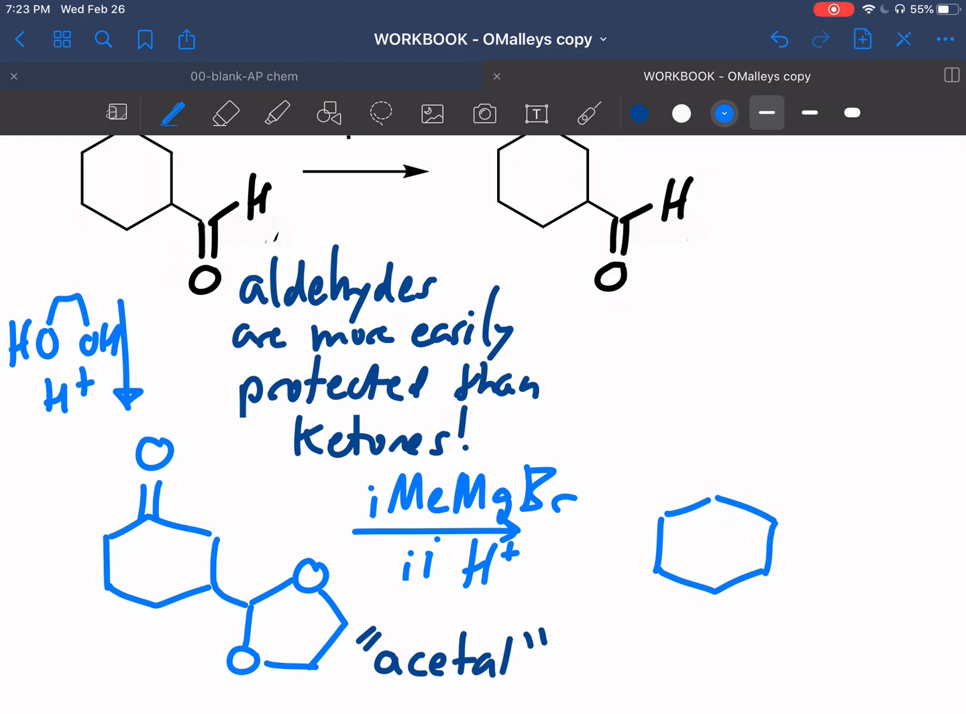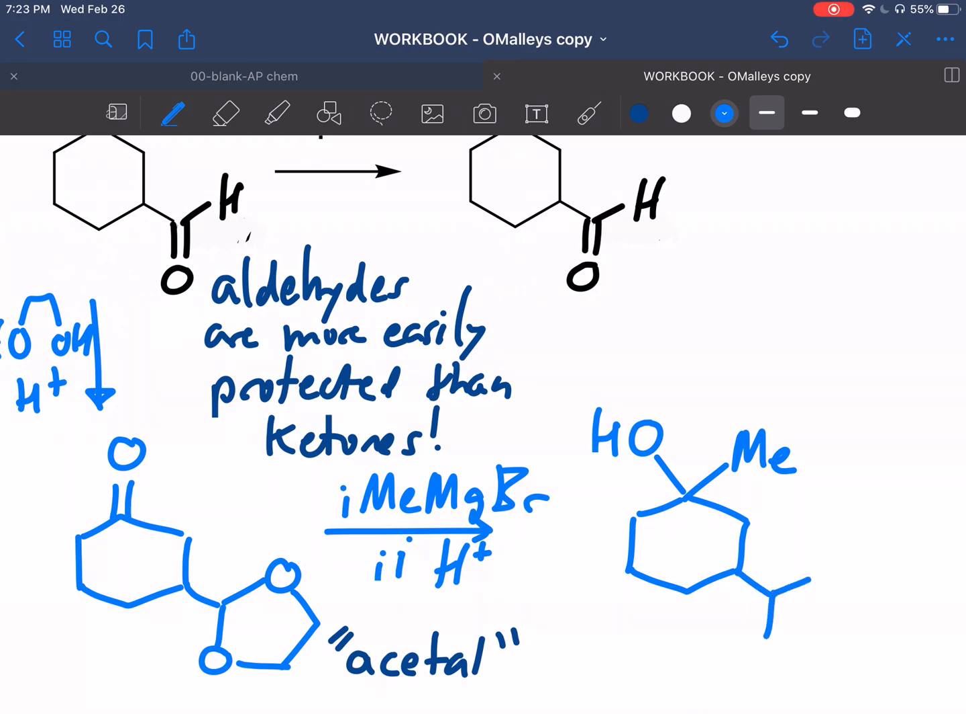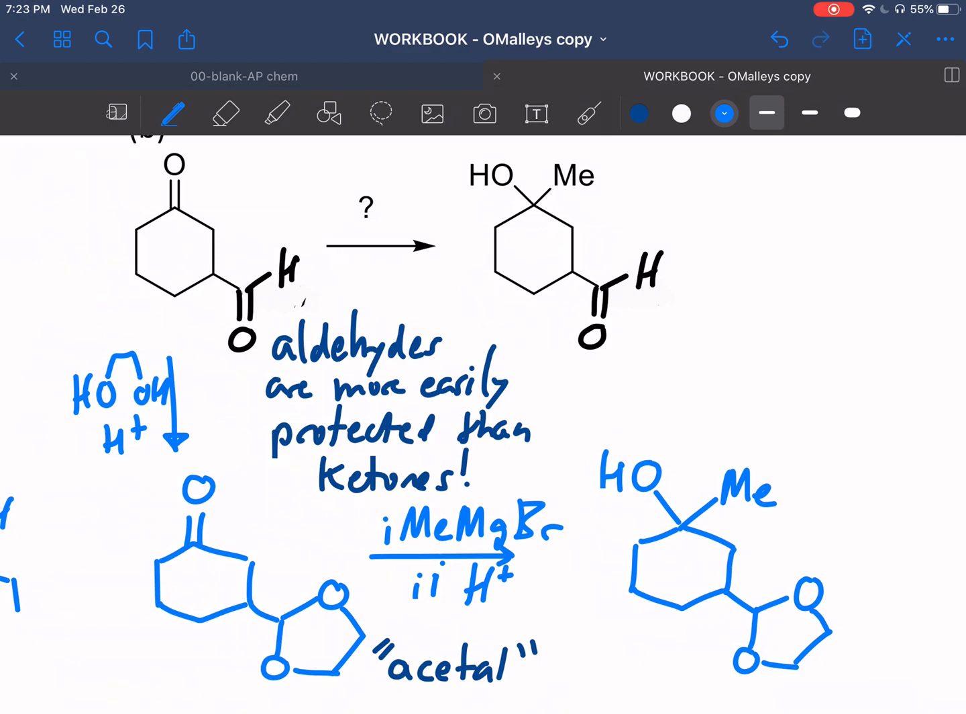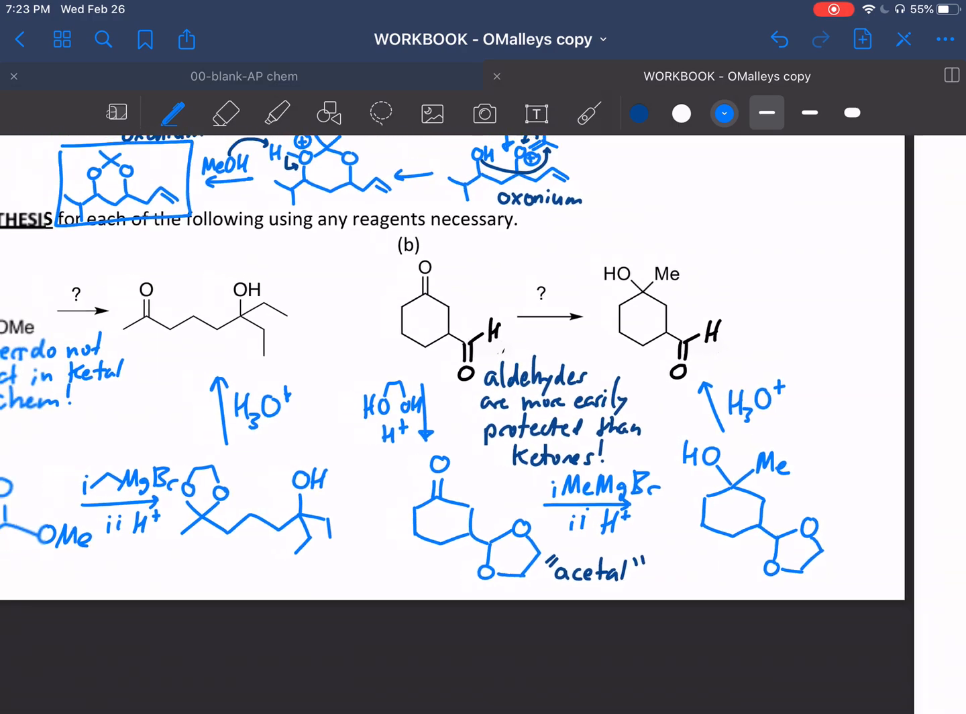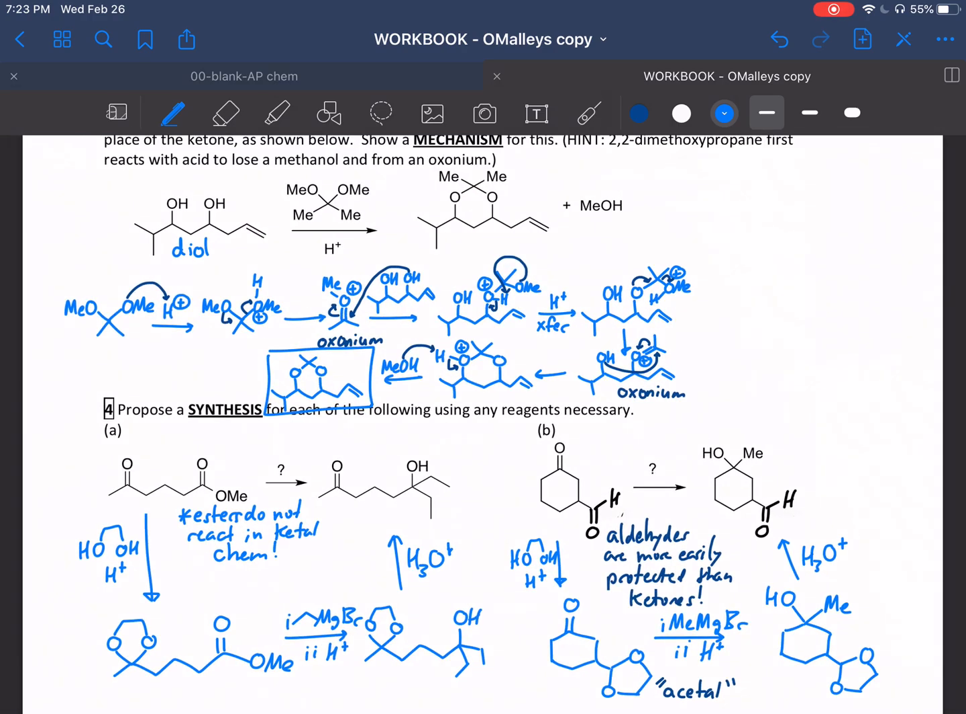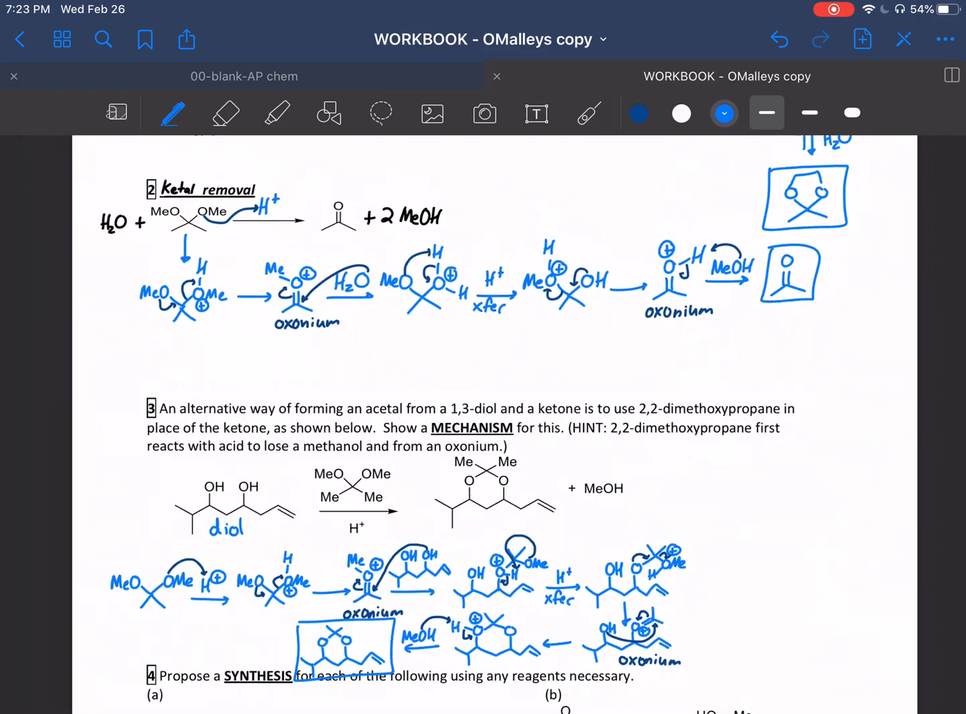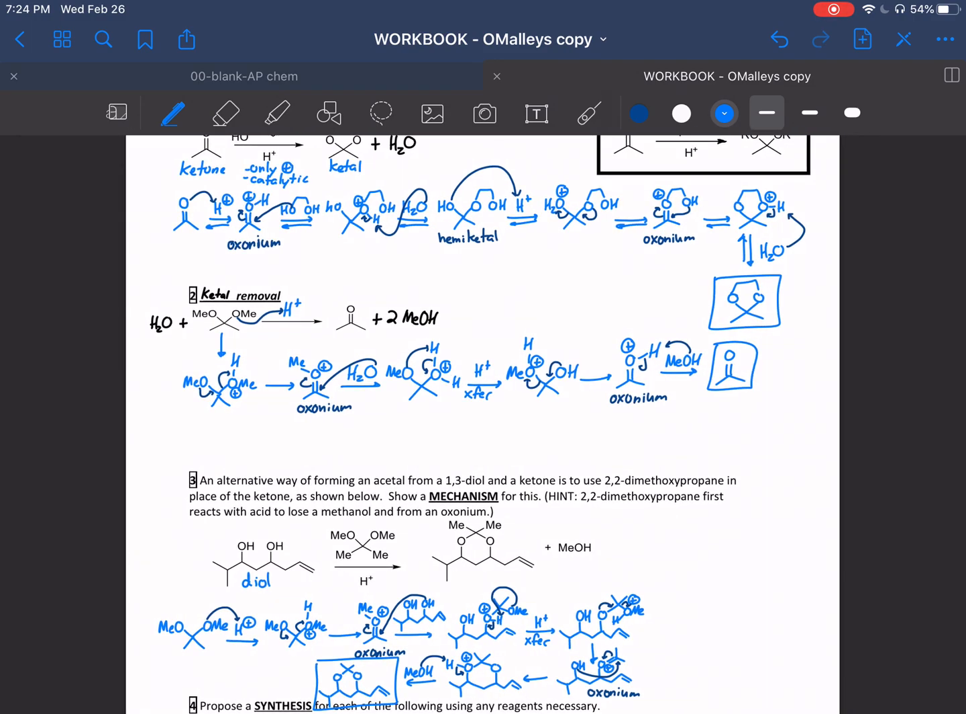You'll get mixtures of stereoisomers, but we're just going to draw it without any stereochemistry here. We're just interested in the functional groups. And your acetal is along for the ride. And then to turn the acetal back into the aldehyde, just aqueous acid. So there's a couple of examples of how we use acetals and ketals in synthesis problems, and some straightforward mechanisms of how we make ketals and acetals.